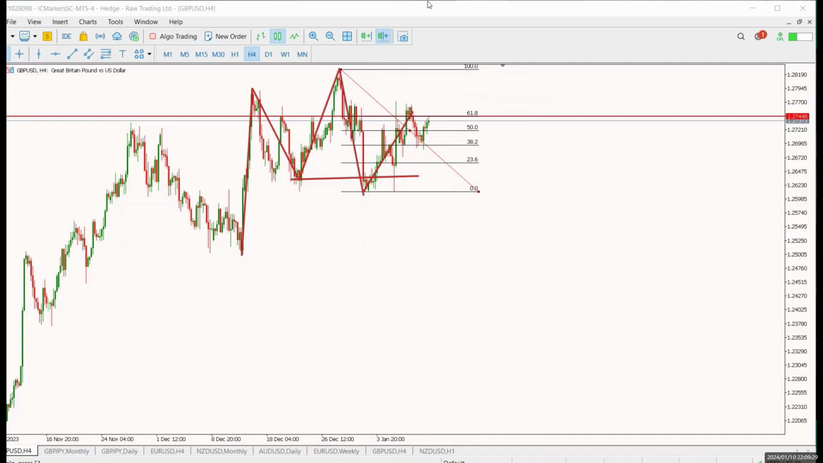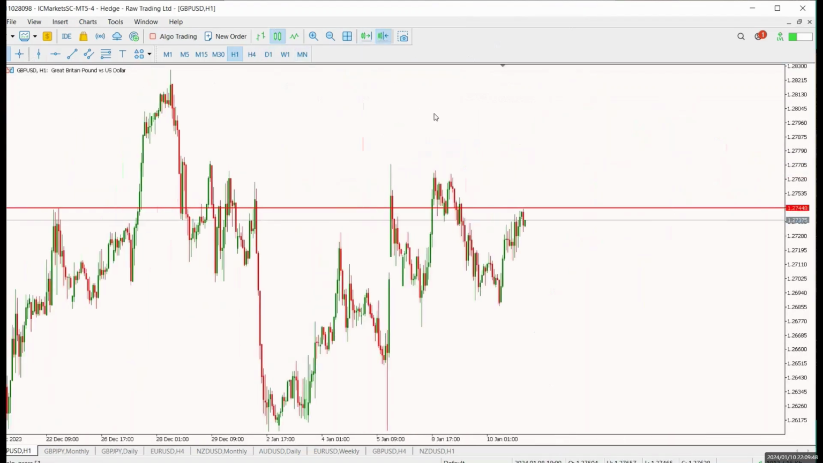Okay, but the third way of entering this particular trade is by using what? The structure that took prices to 61.8. Okay, so we've dropped a red line at 61.8. So let's go down to our 1 hour time frame. The structure that took prices to 61.8, if we see a break of that structure, then that means that what? It is a clear indication to sell in this case.